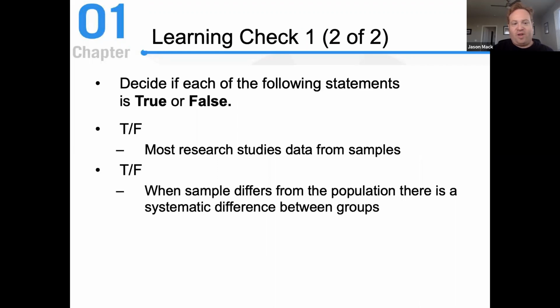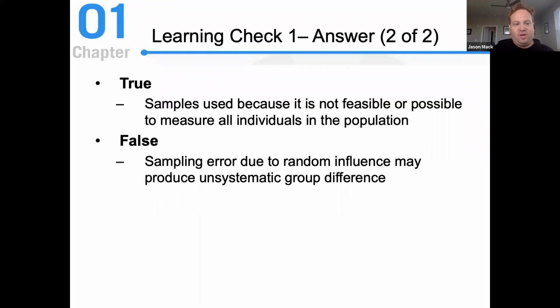All right, decide if the following statements are true or false. True or false? Most research study data are from samples. And true or false? When samples differ from the population, there's a systematic difference between the groups. Let's take a moment, think about that. Here is the solution. True, samples are used because it's not feasible or possible to measure all the individuals in the population. False, the sampling error due to random influence may produce unsystematic group differences.